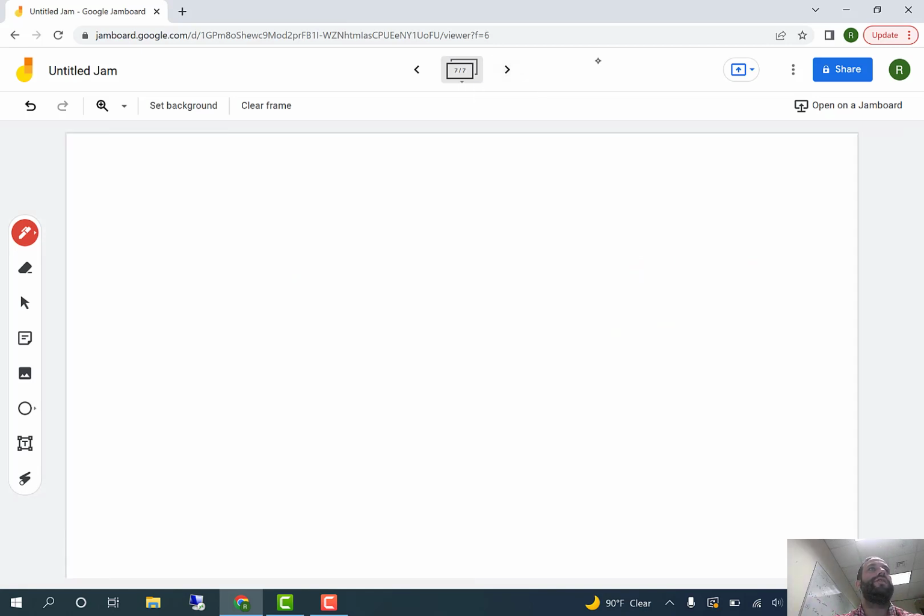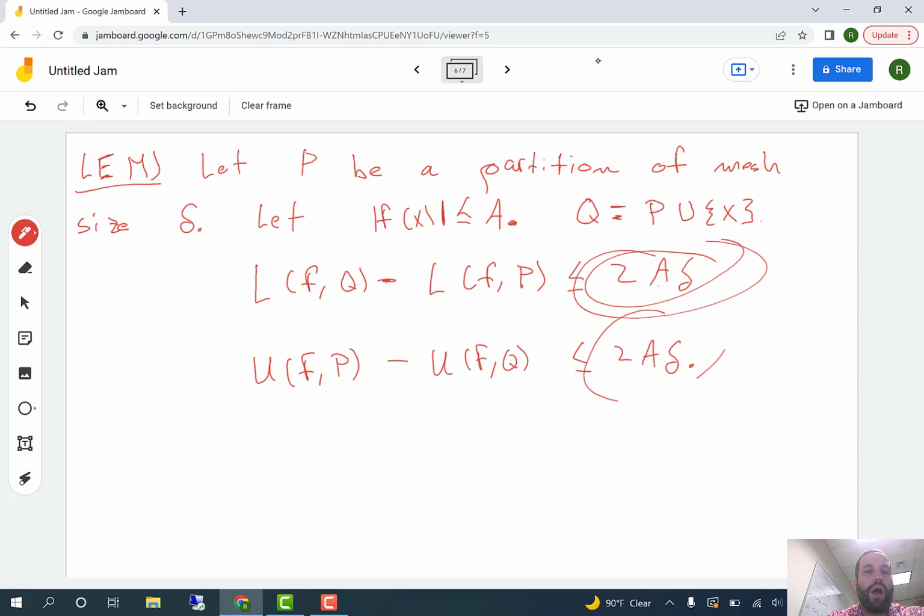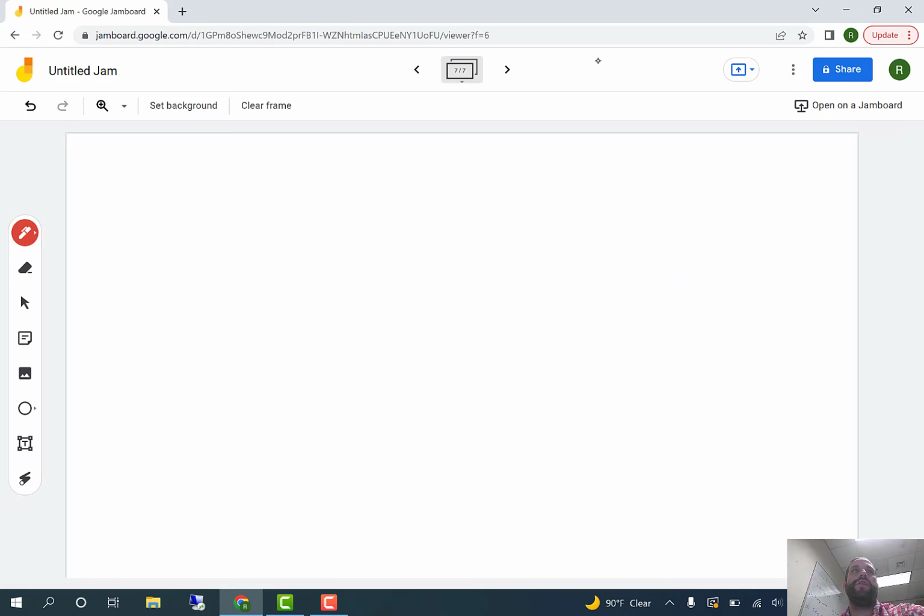Okay, so let's just prove this. I'm just going to prove the inequality for L(f,P) and the inequality for U(f,P). In other words, I'm going to prove the top inequality. The proof for the bottom inequality is very similar. Okay, so let's just think through this. I want to compute L(f,Q) minus L(f,P).